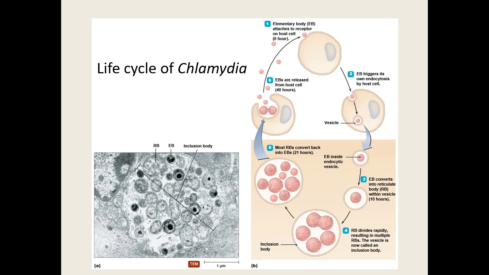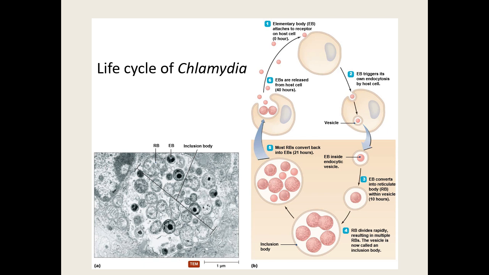And once it does get inside of our cells, that elementary body flips the switch. It's like, oh, I'm in my happy place. I'm inside of a cell. There's ATP around. I am happy. I can now start to reproduce and make more of myself. And that's when it goes into this big, huge reticulate body. You can see it's lighter colored. This is where the bacteria is actually reproducing. An elementary body is just dormant, just waiting to get inside of a cell.